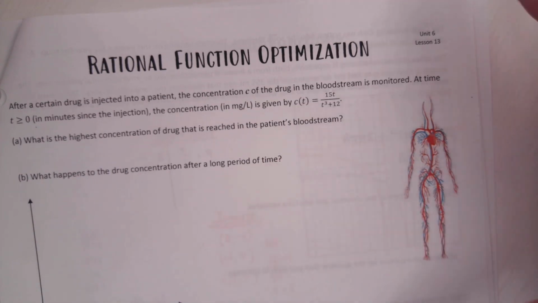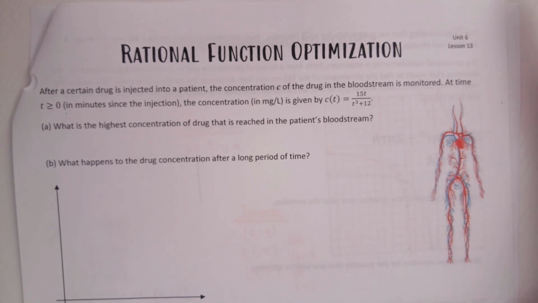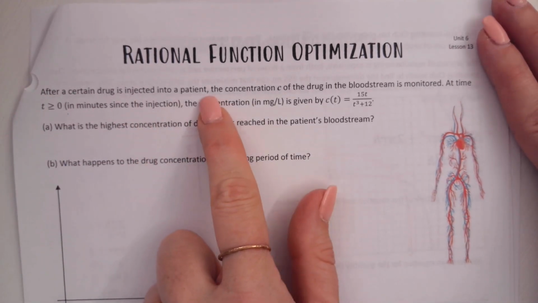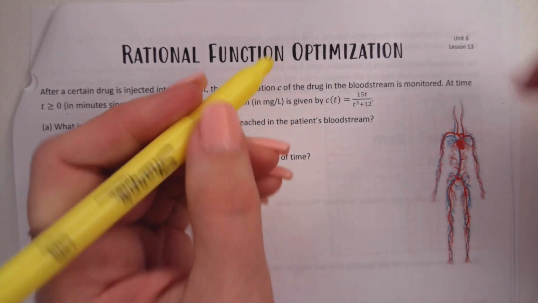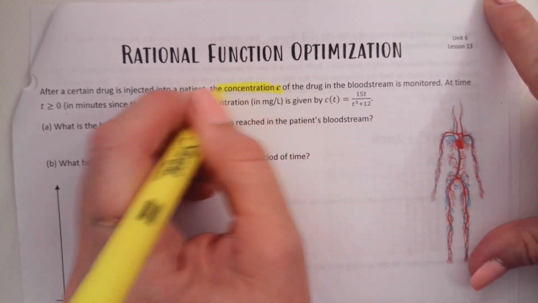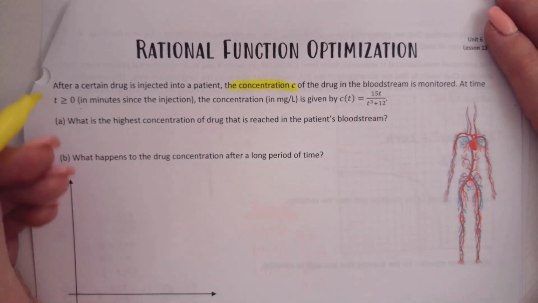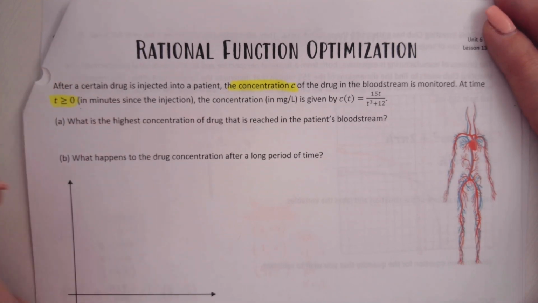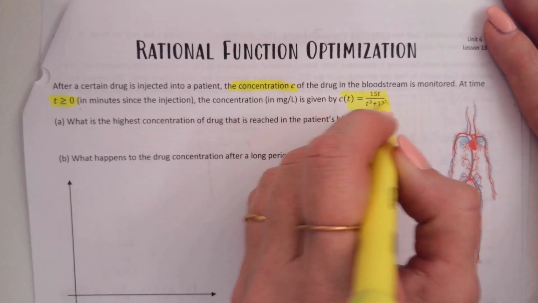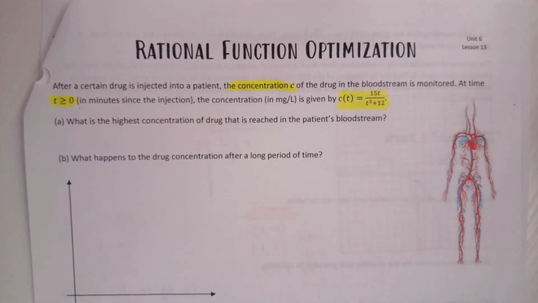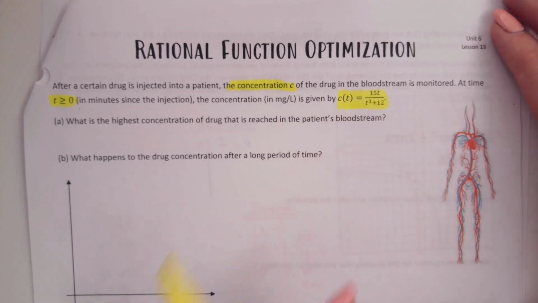All right, looking at our first one, talking about medication when it gets administered at a hospital. A certain drug is injected into a patient, and the concentration, I need a highlighter because I see a variable there, the concentration C of the drug in the bloodstream is monitored. At time t greater than 0, in minutes since the injection, the concentration in milligrams per liter is given by this function here. C of t, which just means concentration, equals 15t over t cubed plus 12.